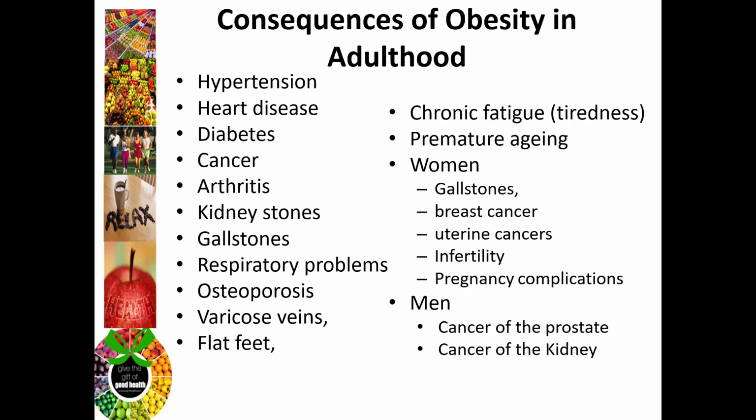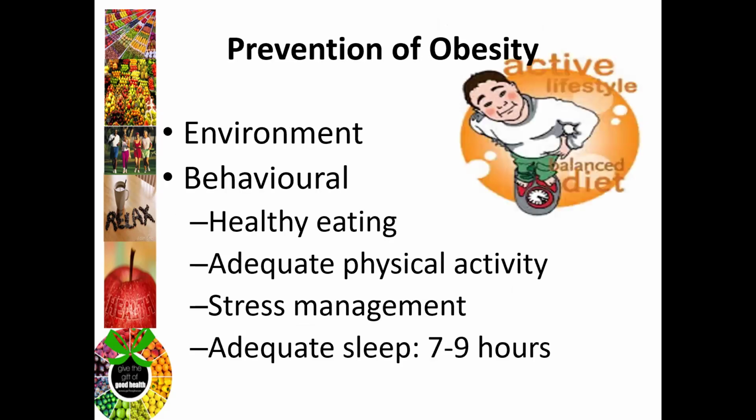And then in adults, some of those problems continue, like hypertension, heart disease, diabetes, and others may even show up, like cancer, kidney stones, respiratory problems, osteoporosis, flat feet, chronic fatigue, tiredness, premature aging, all kinds of problems. So you can see that many non-communicable diseases are linked with obesity. So what do we do? We go back to the causes. There's nothing we can do about the gene, so we drop that and concentrate on the environment and the behavioral methods to deal with it.